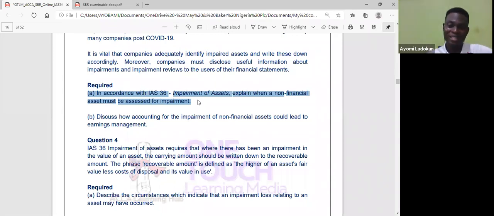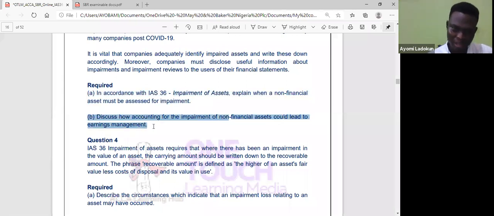Obviously, if you're writing an exam, don't just say that and move on. You need to explain. Technically, for SBR candidates, it's going to be in a scenario question. And they can also ask you like this. I'm not really bothered about that. I'm bothered about part B of the question.